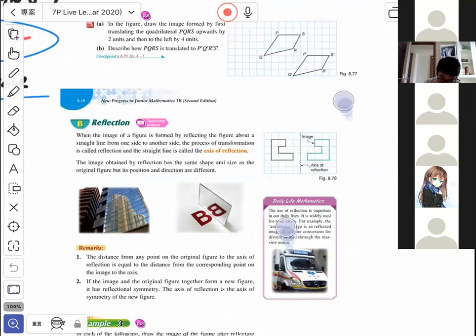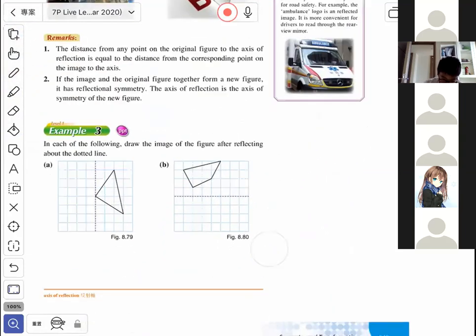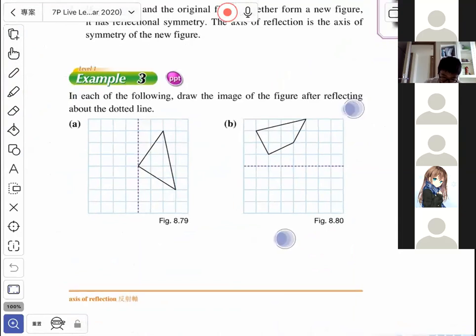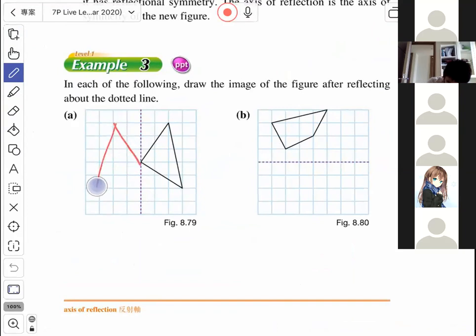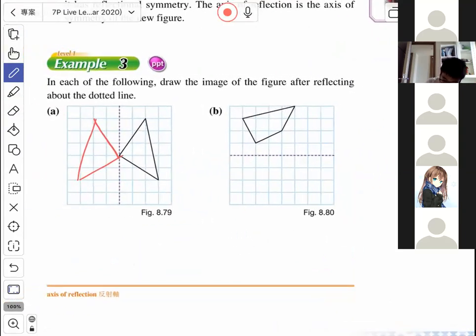Okay, and then part B, reflection. Let's try to do one easy example. Draw the image. You use a ruler to draw it. Okay, easy, like this, and you'll get full marks. Okay, so when you do reflection, remember you count the distance between a certain point and the dotted line, and then the distance between this point and the dotted line, and then I can copy the length here, like this. That's a Lego.